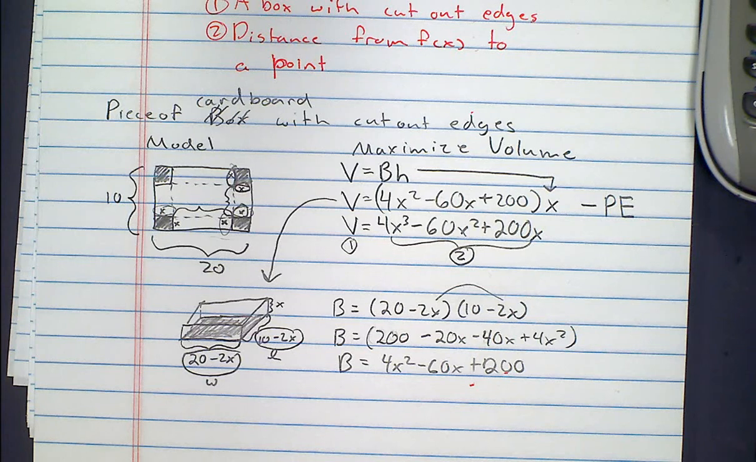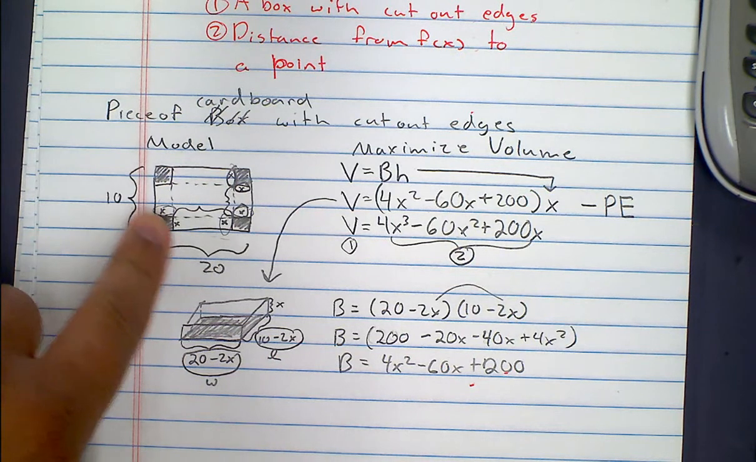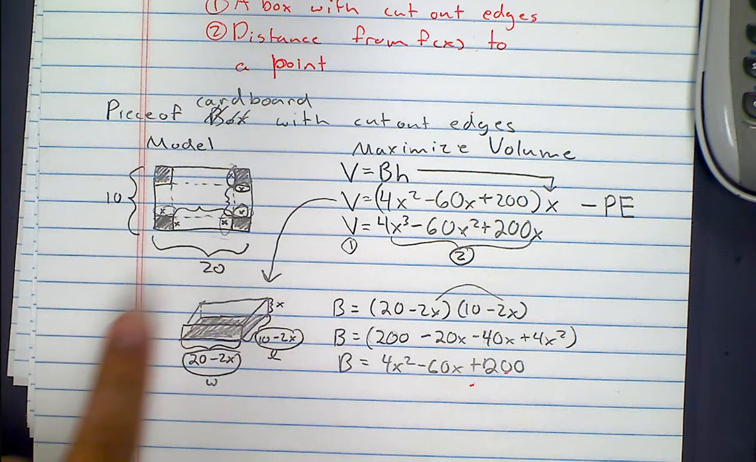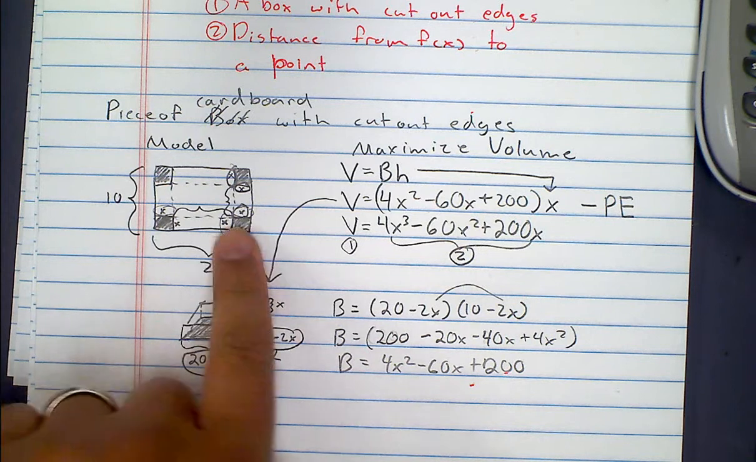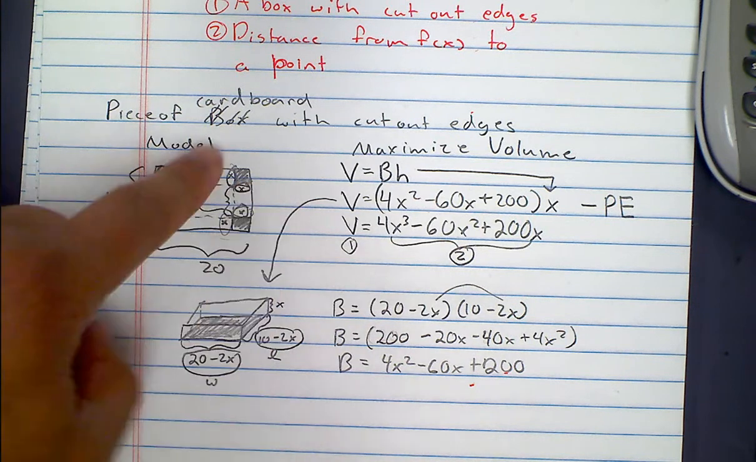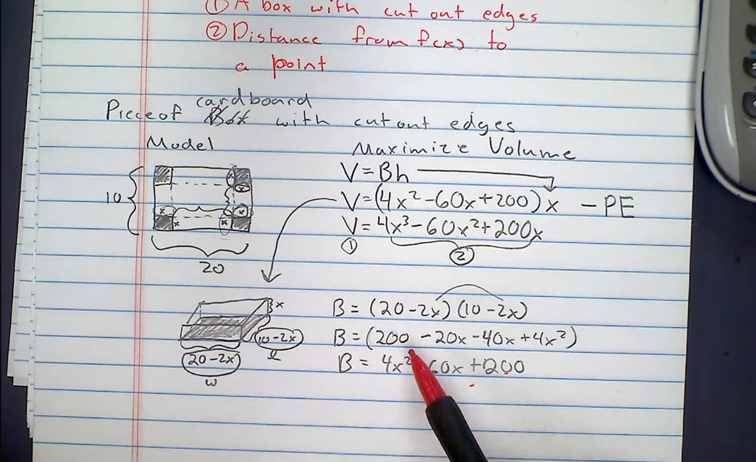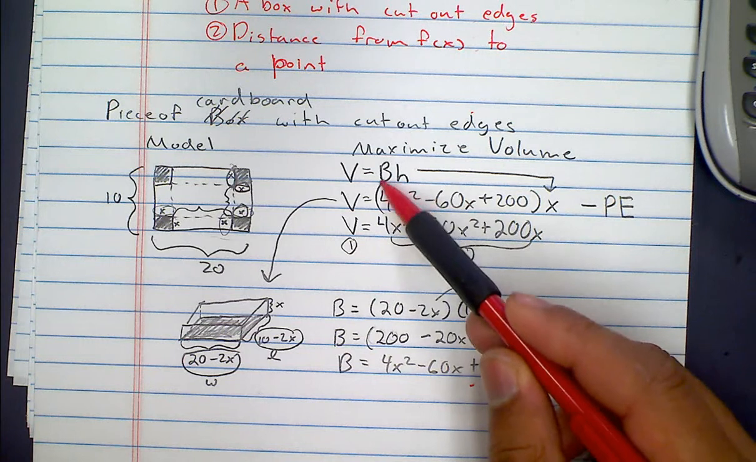Alright, so continuing with the optimization, what we have is a box with cutout edges of variable x, the distance of the cutout edge, and side 10, width 20, and we fold those edges up to create a width of 20 minus 2x and a length of 10 minus 2x. Okay? And then we had our base area. Length times width is all this, and then volume is length times width times height, so that makes sense.